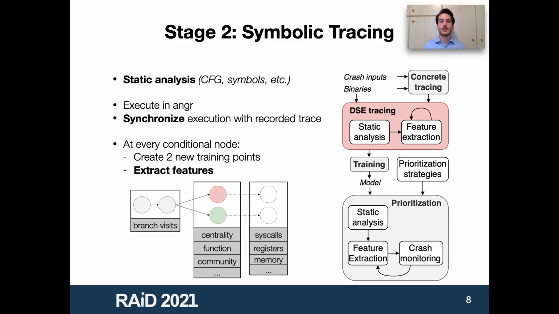For both the training points, we extract features that capture the current execution context. For example, we extract historical information, such as the number of branch visits, local information that summarizes the short-term behavior of the branch, such as the centrality of a node, function size, function complexity, etc., and finally, forward information that summarizes the long-term behavior of the branch, such as system calls, register operations, memory accesses, etc.